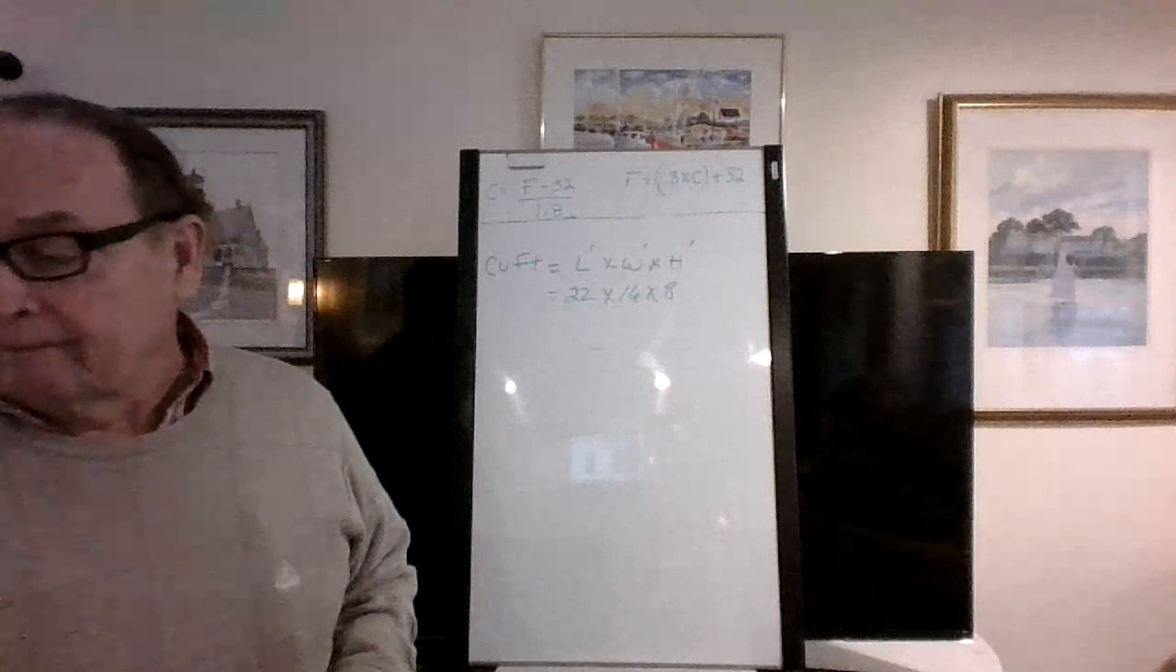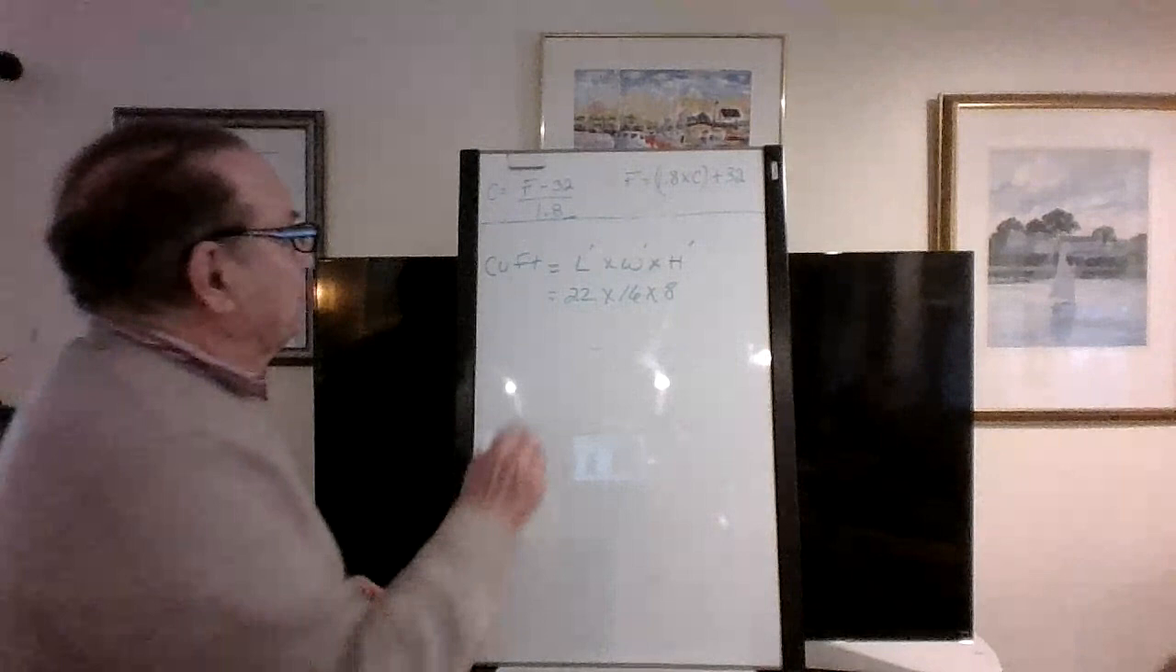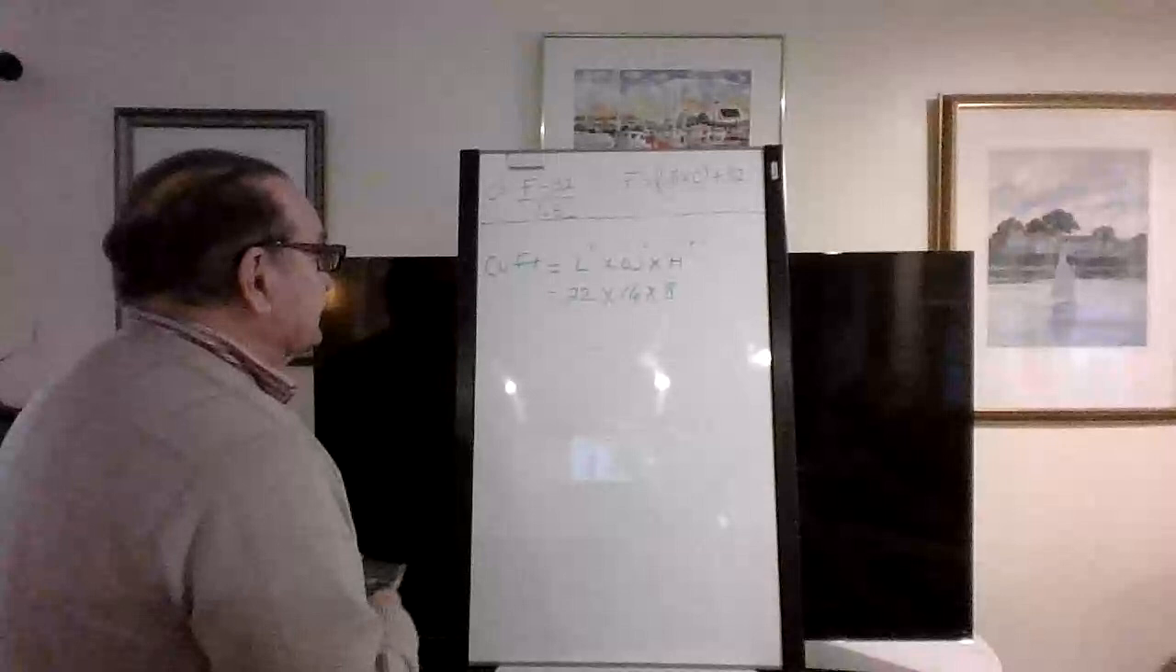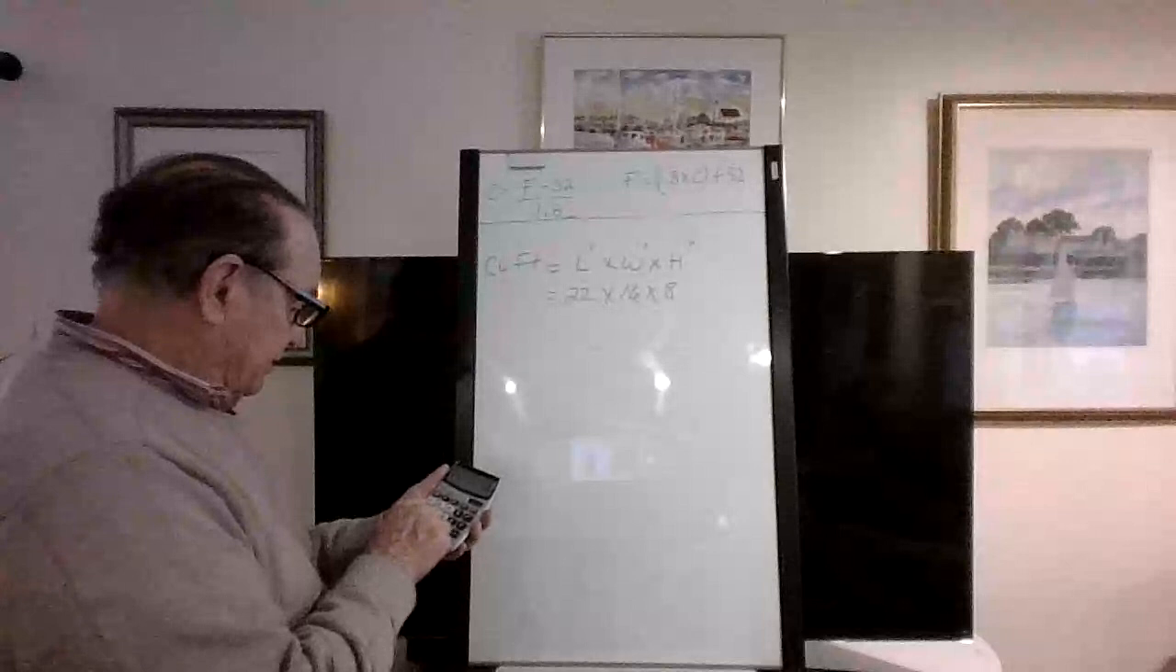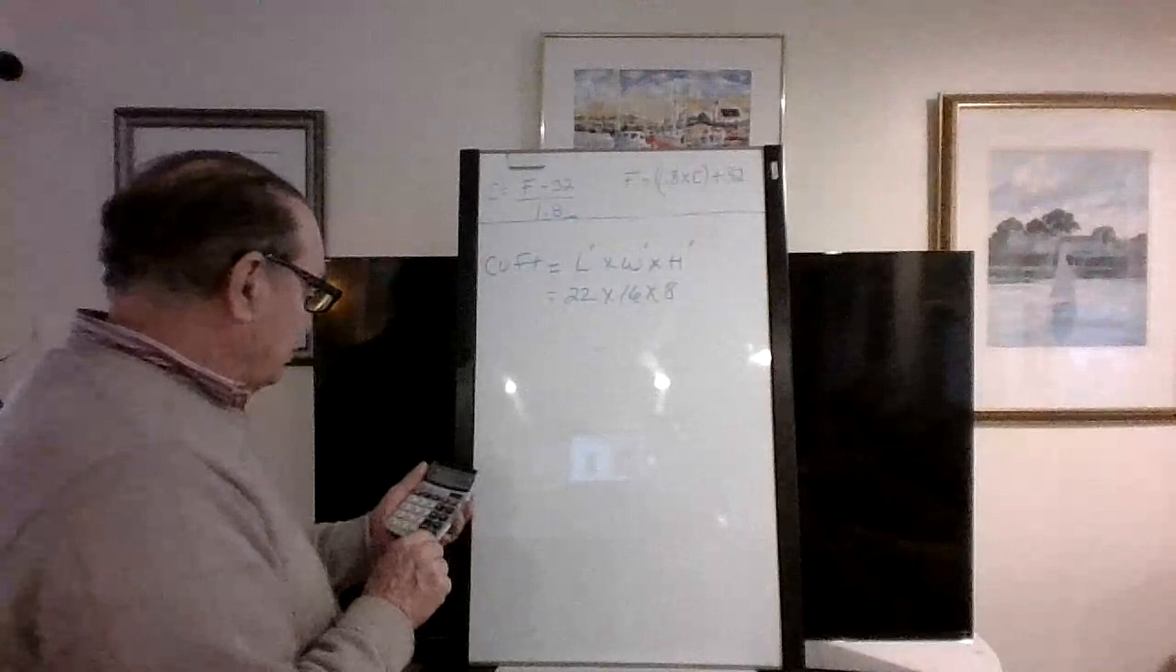So the problem is very straightforward. You just multiply one times the other times the other. Let's see what we got. So we got 22 times 16 times 8 equals 2,816.